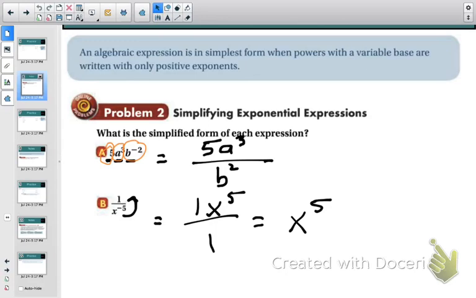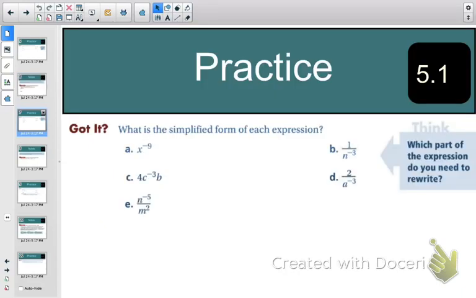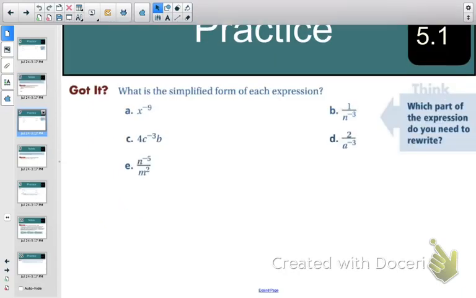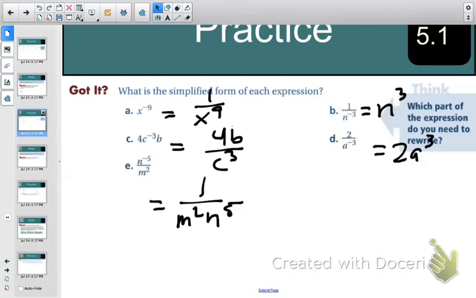Alright, next. Okay, go ahead and try these ones. You can pause this in 3, 2, 1, pause. Welcome back. Alright, so hopefully your answers look something like this. A and B, pretty simple, you're just moving them. So that's going to be 1 over x to the 9th, and then that one just moves to the top and becomes n to the positive 3.